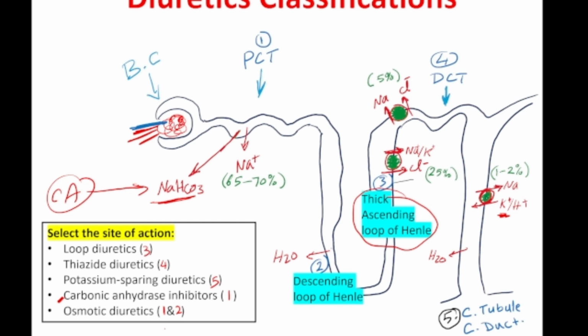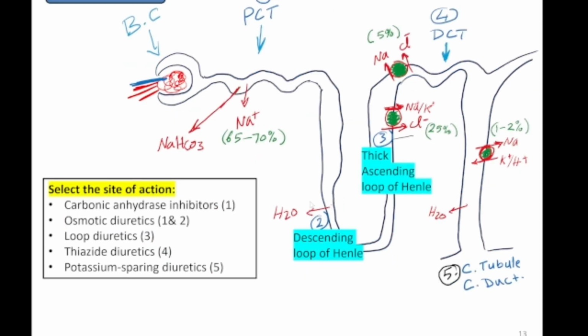Now in this case, we need you to be familiar with the site of action of diuretics. The next slide shows you the answer according to the order 1, 2, 3, 4, and 5. Part 1 we have carbonic anhydrase inhibitor. Parts 1 and 2 we have osmotic diuretic. Loop diuretic, number 3. What about number 4? Thiazide. What about potassium? Number 5. So we are putting everything here.